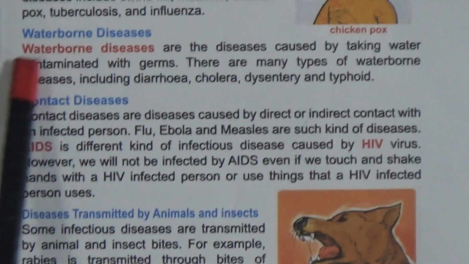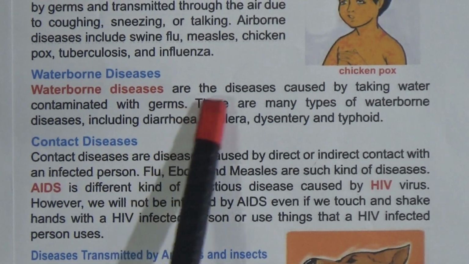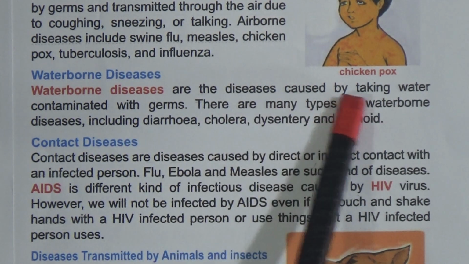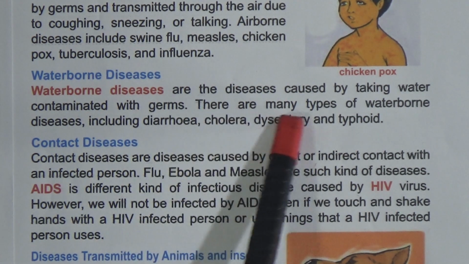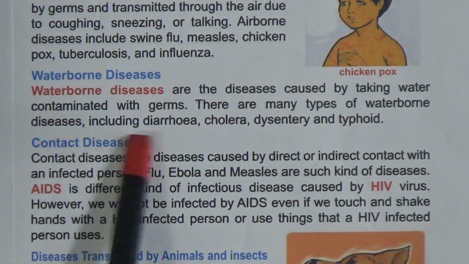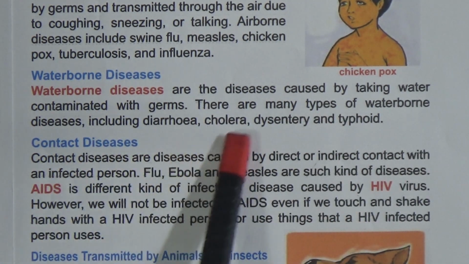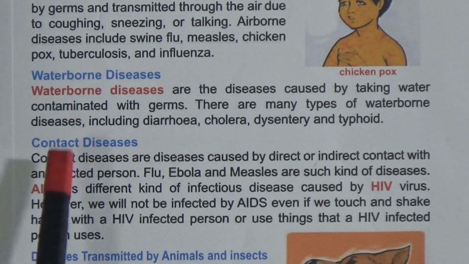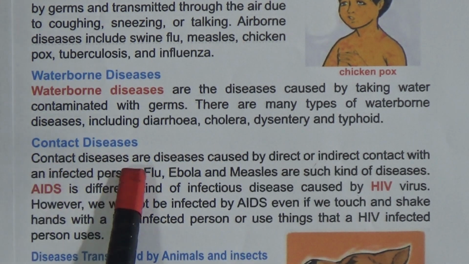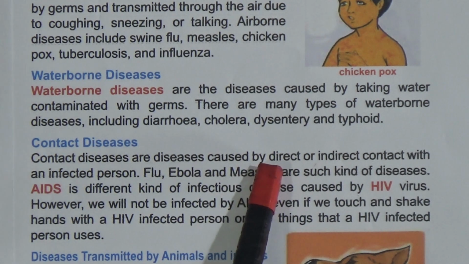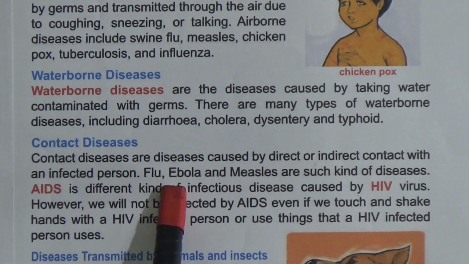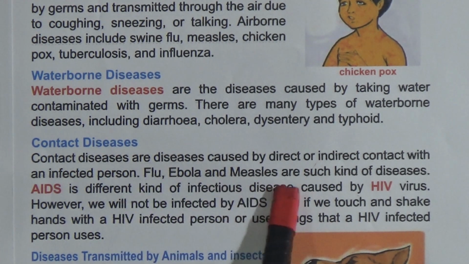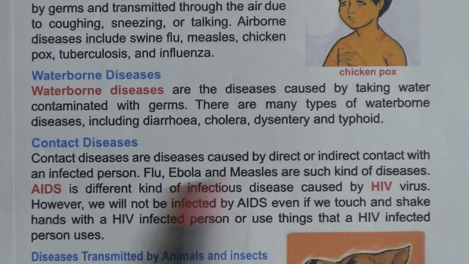Waterborne diseases. Waterborne diseases are the diseases caused by taking water contaminated with germs. There are many types of waterborne diseases including diarrhea, cholera, dysentery and typhoid. Contact diseases. Contact diseases are diseases caused by direct or indirect contact with an infected person. Flu, Ebola and measles are such kinds of diseases.